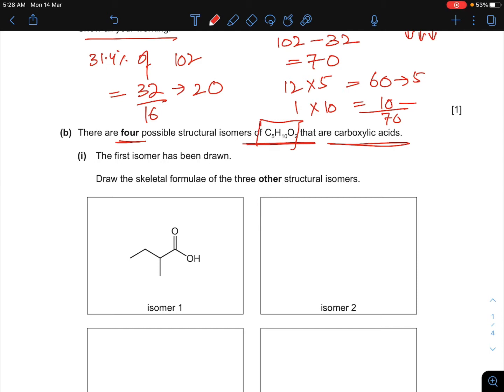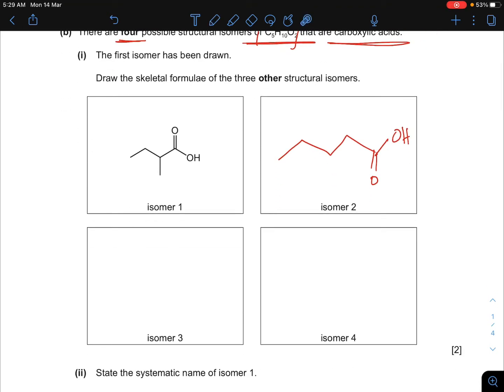So we have 5 carbon atoms. In the first one, they have drawn 4 carbon atoms in the chain. If you can see here, 1, 2, 3, 4 carbon atoms in the chain, and this carbon atom is on a branch. The simple structure would be if you attach all the 5 carbons in a straight chain. So 1, 2, 3, 4, 5, double bond O, OH, this is one isomer. And then what if we change the position of this methyl group in the 4 carbon chain? So 1, 2, 3, 4. If I change the position, then it would be on this carbon atom.